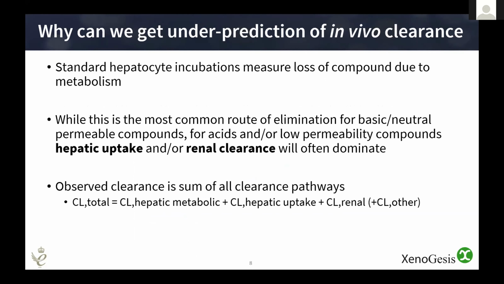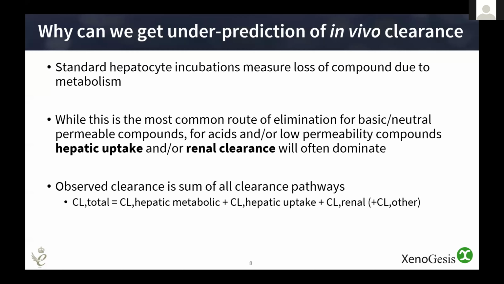And obviously, the standard hepatocyte assay measures loss of compound due to metabolism. But that isn't the only route of clearance from the body and elimination from the body. So for basic, neutral, permeable compounds and that sort of sweet spot of log D, log P that Al talked about, then we tend to get that. But for acids, polar compounds, low permeability compounds, often hepatic uptake and renal clearance will dominate.